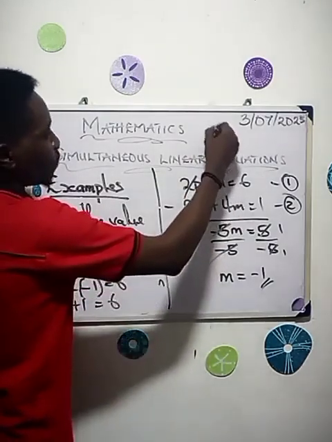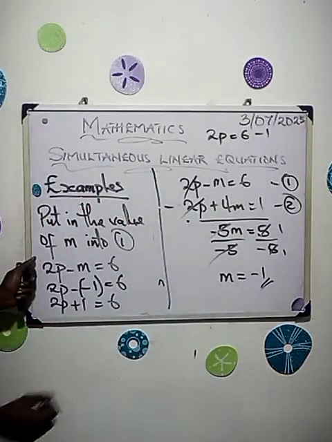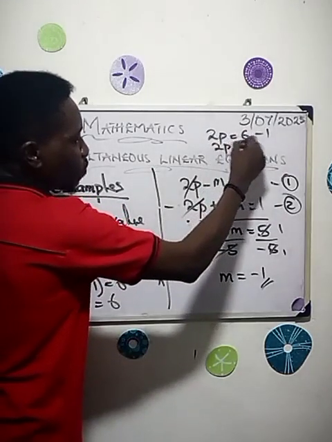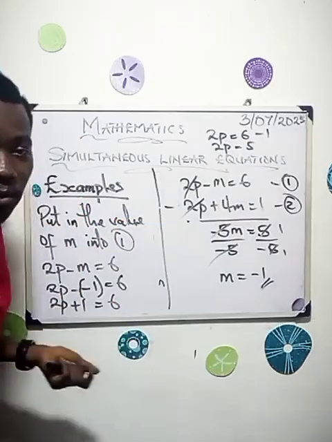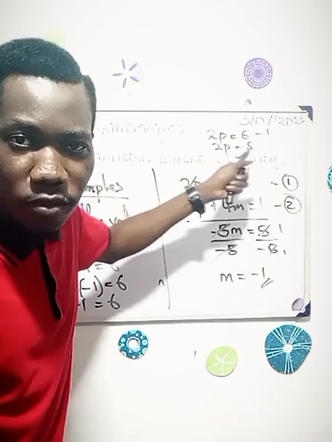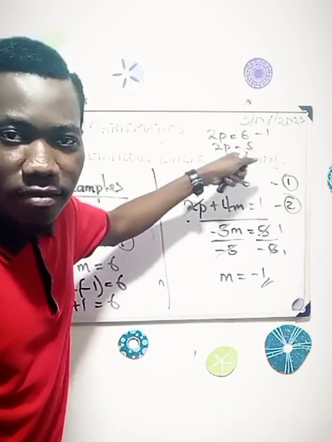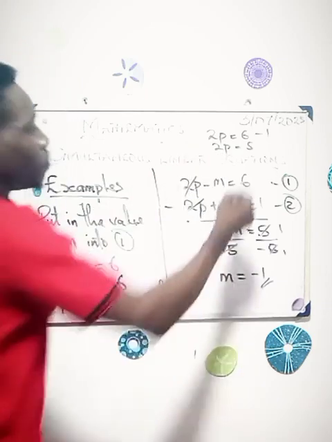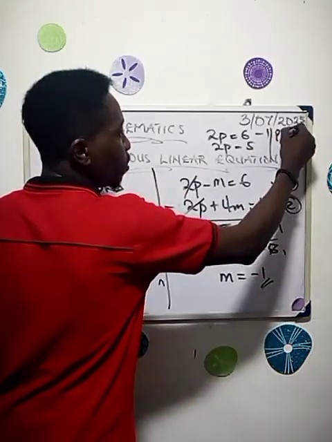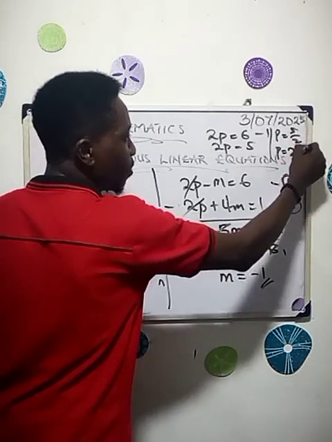So we're going to have 2p equals 6 minus 1. And that will give us what? That will give us 2p equals 5. And now we can get the value of p. How? Divide both sides by the coefficient of p, which is what? 2. Divide this side by 2, and divide this side also by 2. And therefore p will be equal to 5 over 2, and p equals 2 whole number 1 over 2.